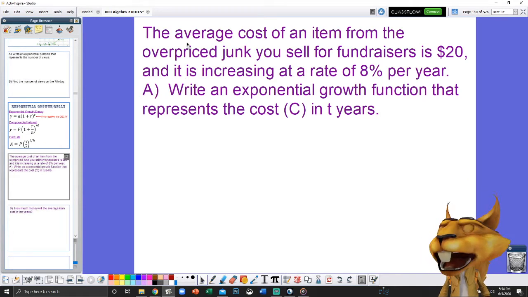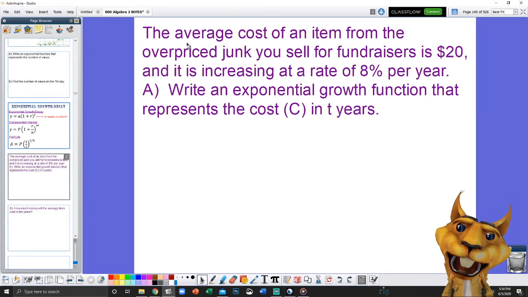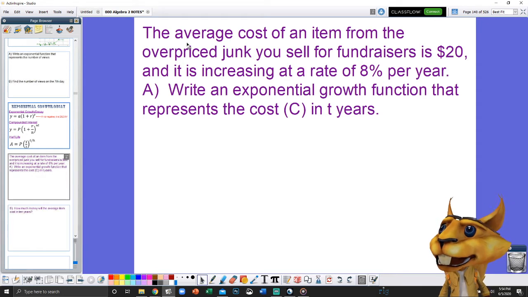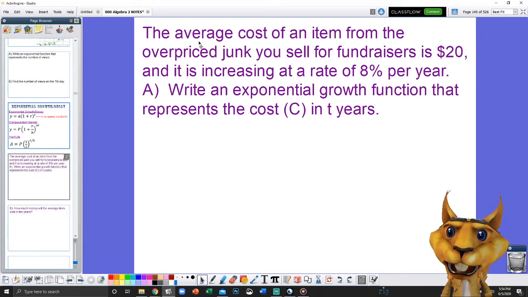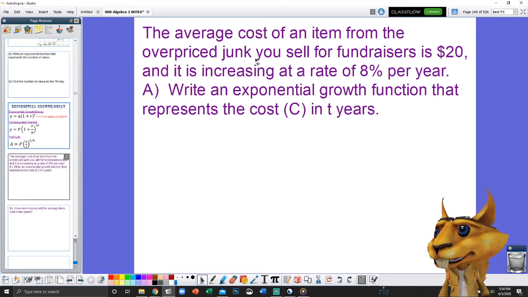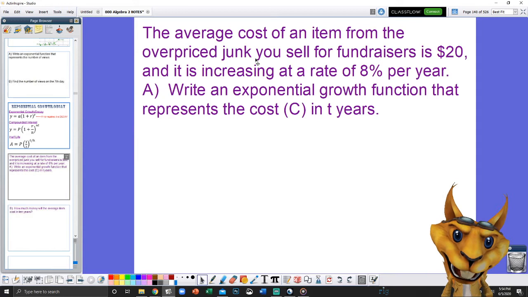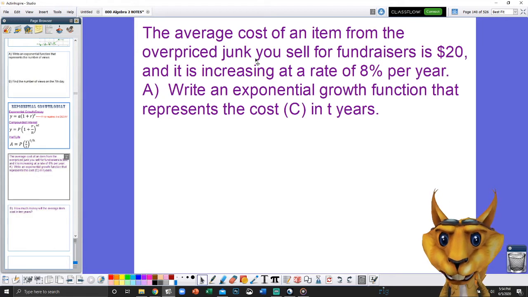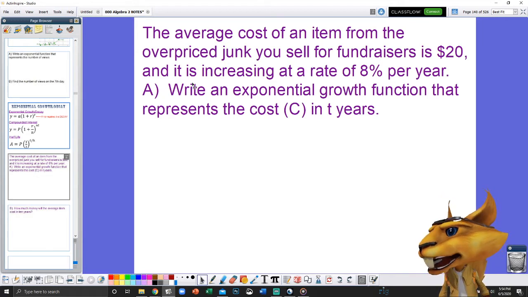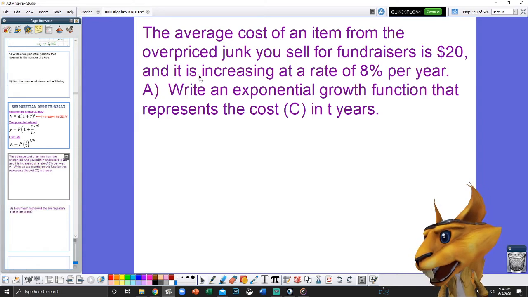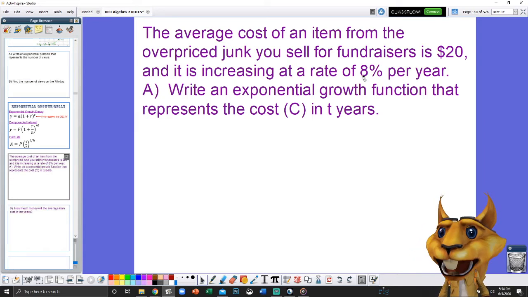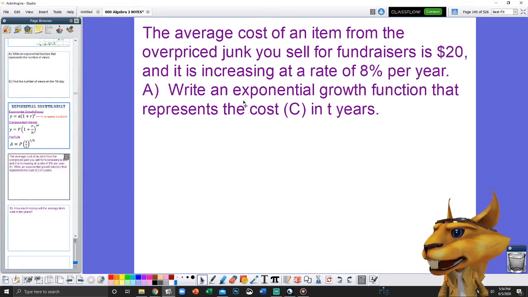So here we go. If you have ever wondered, when will I use this in real life? This is the most real-life problem you're ever going to have in high school. The average cost of an item from the overpriced junk that you sell at fundraisers is $20. How many of you have sold overpriced junk to people? Yeah, probably all of you. All right, and that $20 amount is increasing at a rate of 8% per year. So that means every year it's increasing by 8%. We're going to write the exponential growth function that represents the cost in T years.